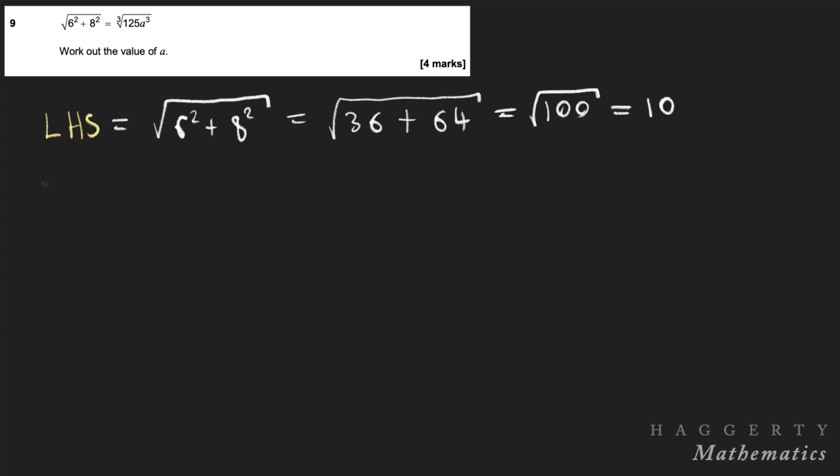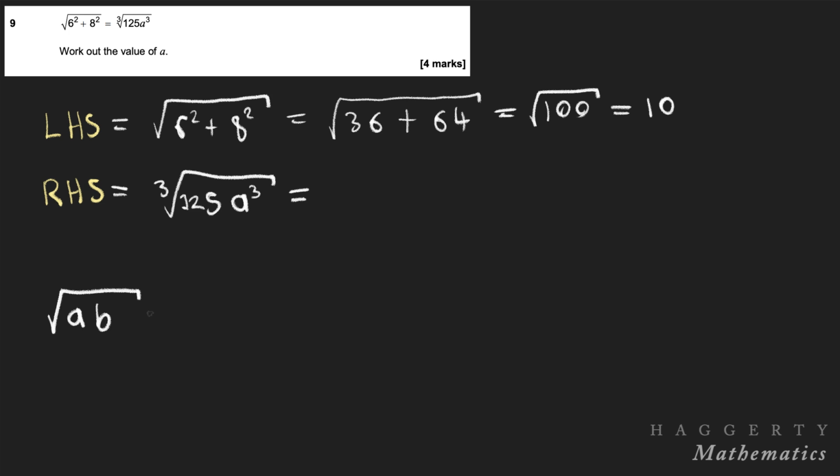Easy enough. What about the right-hand side? Well, the right-hand side is equal to the cube root of 125 times a cubed. So you need to know a few things about surds here, right? One of the rules for surds is this: the root of a product. If you have a product like AB, then that's just equal to the product of the roots.